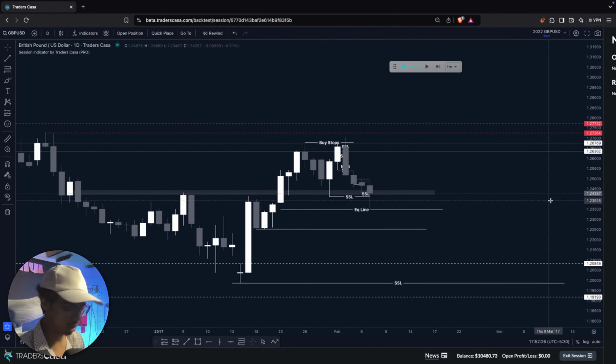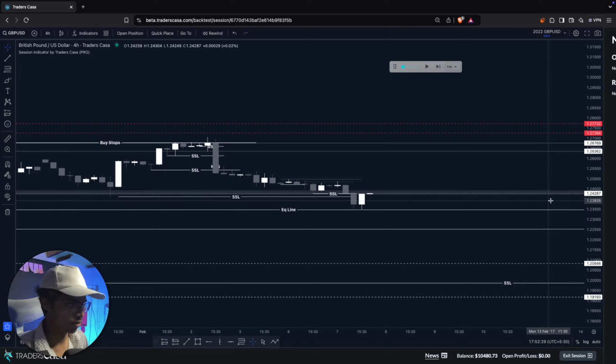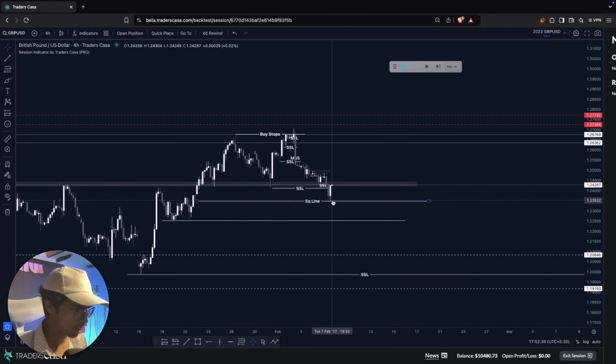Now if you zoom in and go on a 4-hour time frame, you will see that it has just touched that equilibrium and then bounced back. Got it? So this is the downward pricing. Now these are some equal lows, and some fair value gaps that need to be taken. This is one side of the direction of the market.